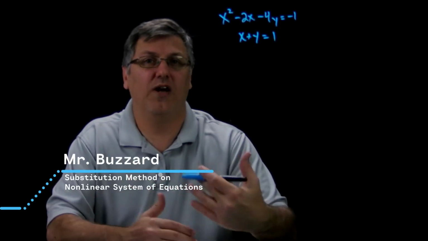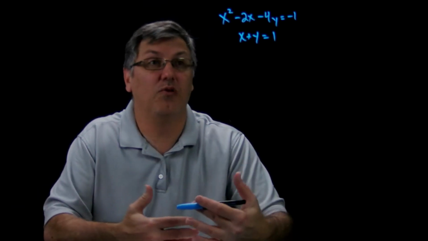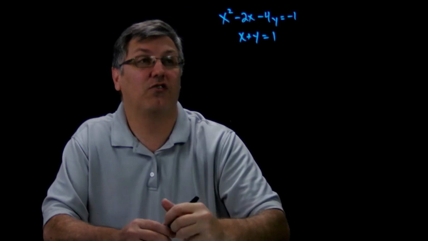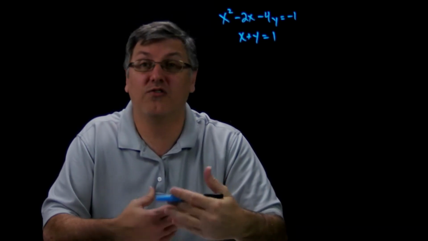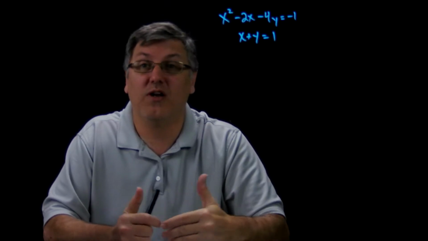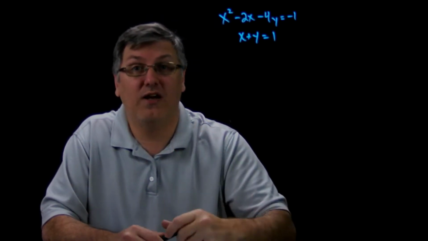I'm going to go ahead and show you how to solve a system of equations when you have nonlinear. So in this case, this x squared minus 2x minus 4y equals -1 is actually a parabola. And then, of course, x plus y equals 1 is a linear equation. I'm going to show how to solve this two different ways over two videos.